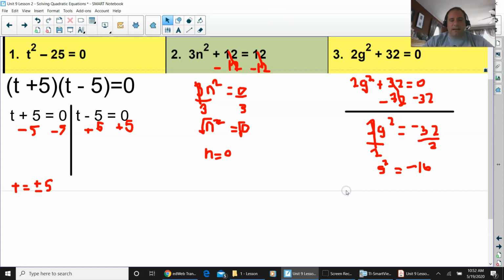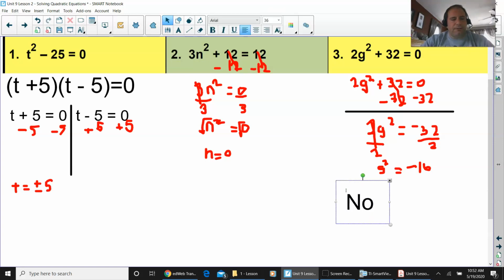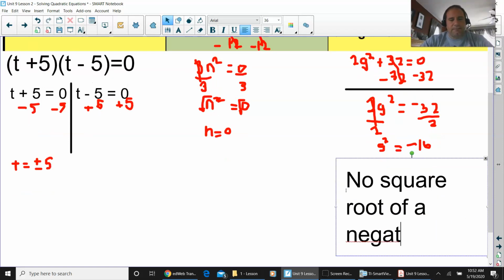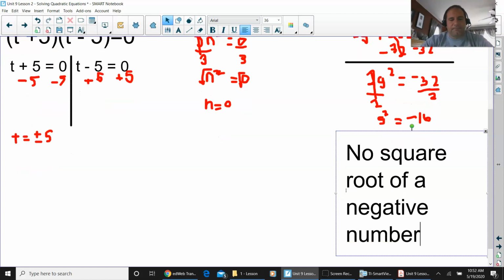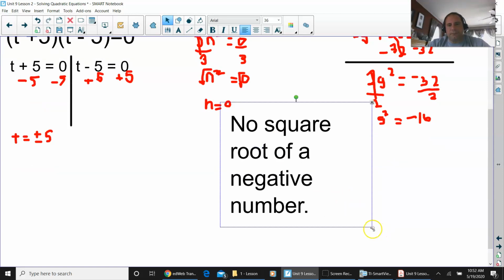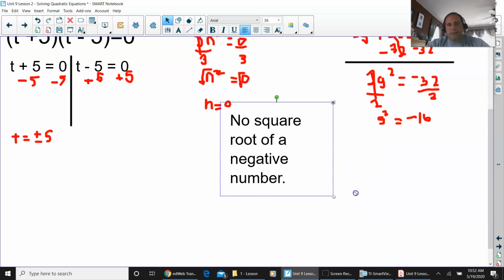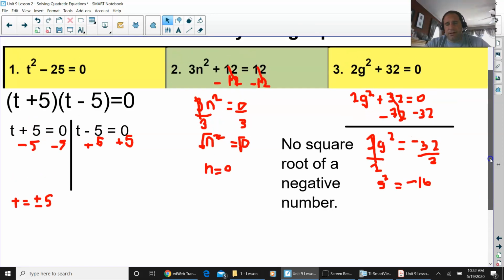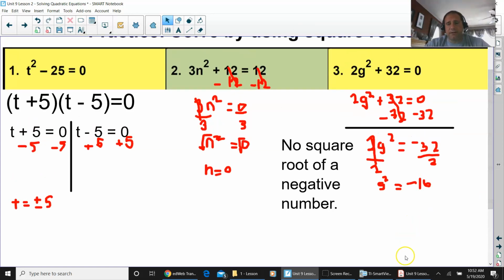So please write that down. No square root of a negative number. Just remember that, and I'm sure you knew that already, but if you needed to be reminded, there is no square root of a negative number. So what is the solution then? All right, there is no solution.